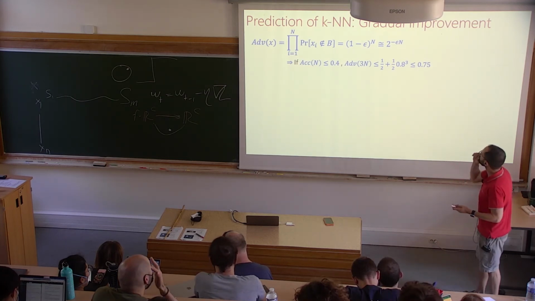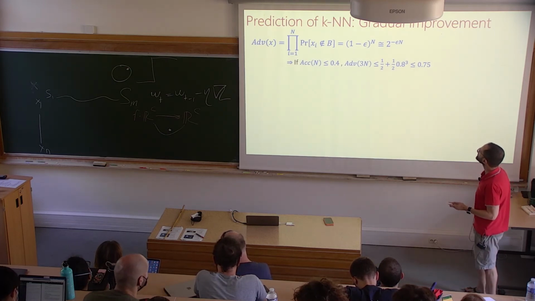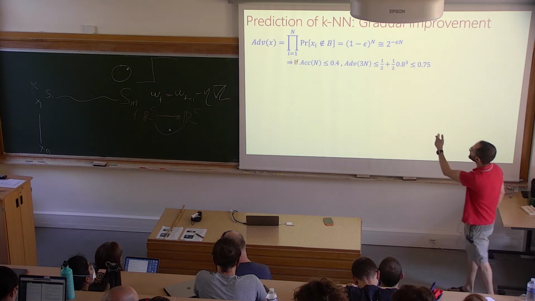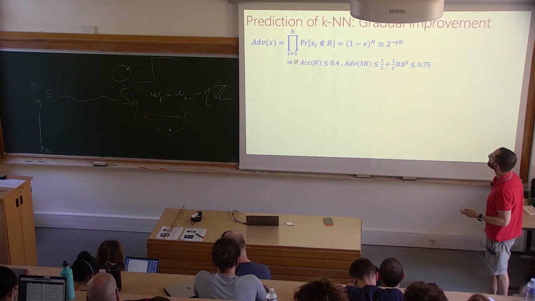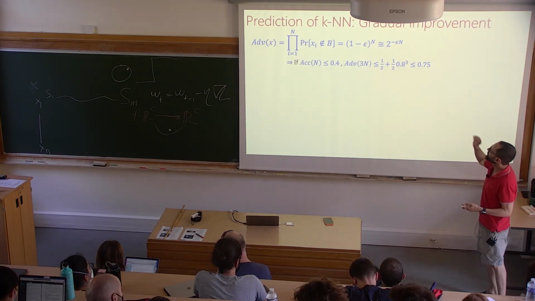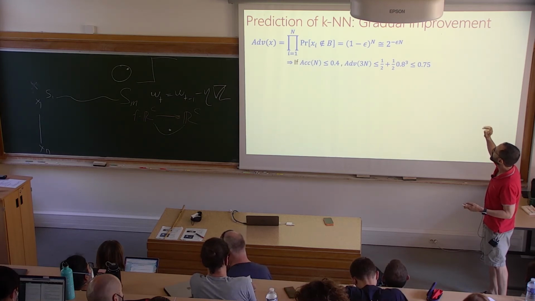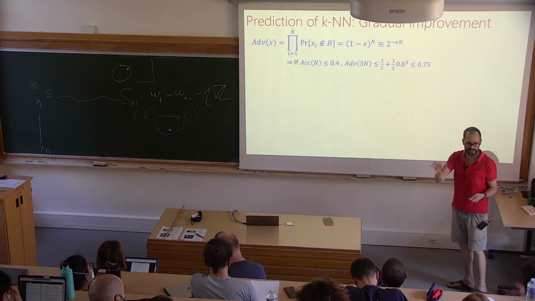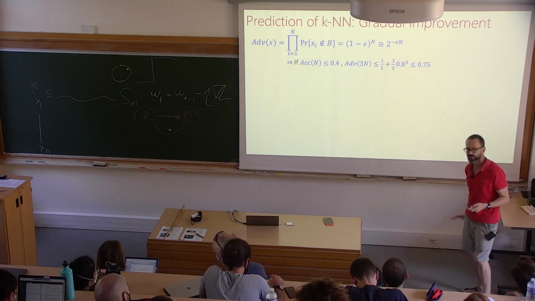Say if you had a binary task, and your advantage over half was, say, 0.1. Anyway, you can do this calculation, but basically if you have a slight advantage over half and you triple the number of points, you could have much better, but not super dramatically better.